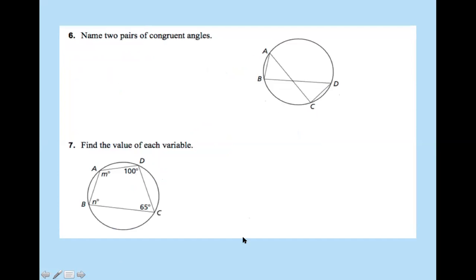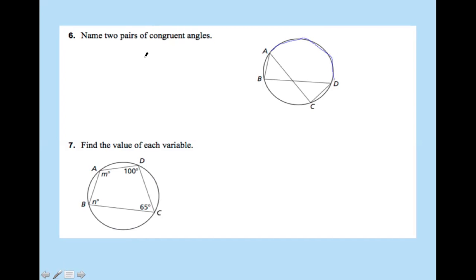This time it's asking us to name two pairs of congruent angles. So remember, angles inside a circle are congruent if they intercept the same arc. So I can look here. I have this angle here. If I look at angle ABD, it intercepts this arc AD here. The other angle that would intercept that arc would be angle ACD. If you look, they both intercept this arc right here, arc AD.